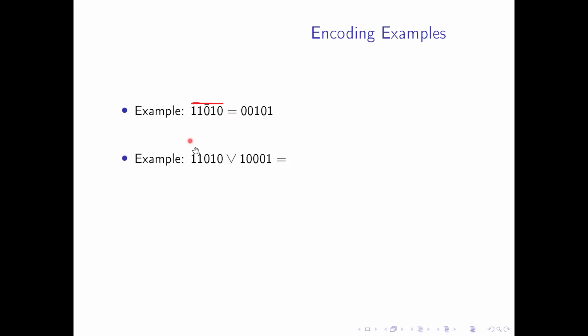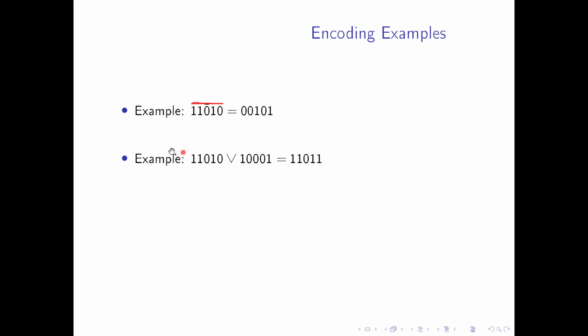Now, what if I do this one? Again, I'm using which symbol? Well, this is an or symbol. And now we add them place-wise. So I have a 1 plus a 1, that's a 1. 0 plus 1 is 1. 1 plus 1 is 1. 0 plus 1 is 1. 1 plus 0 is 1. 0 plus 0 is 0. 1 plus 0 is 1, and 1 plus 1 is 1. So I get 1, 1, 0, 1, 1.